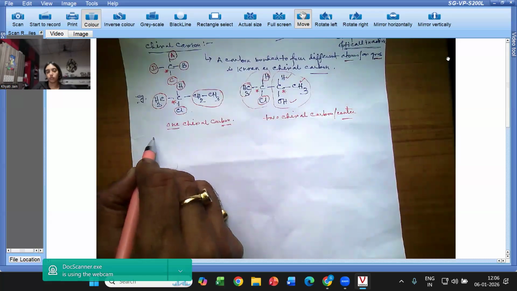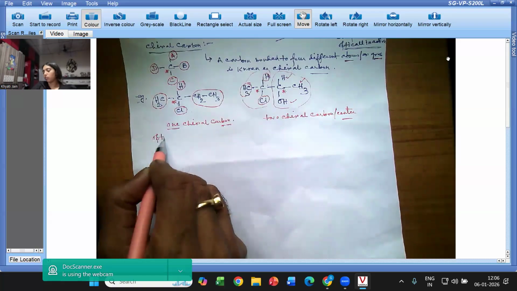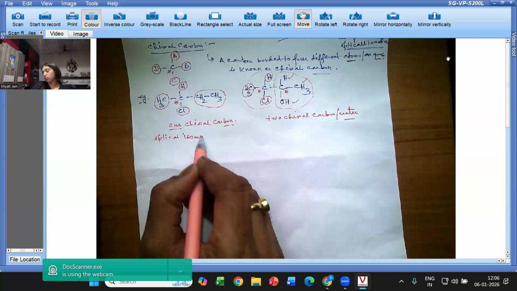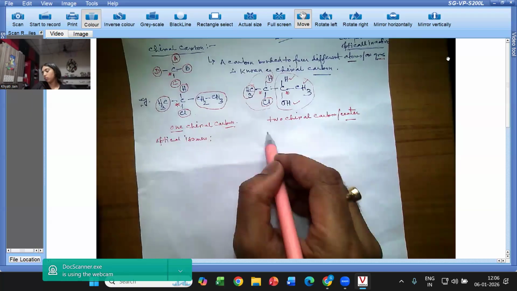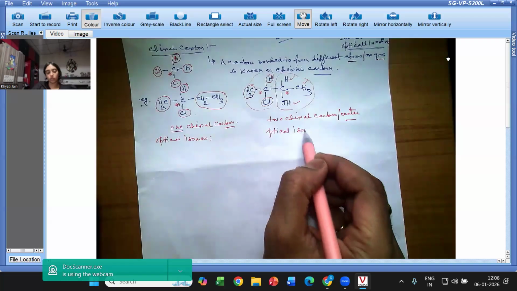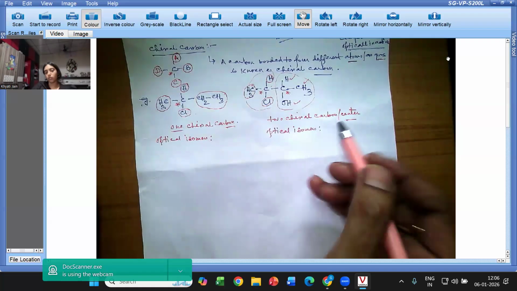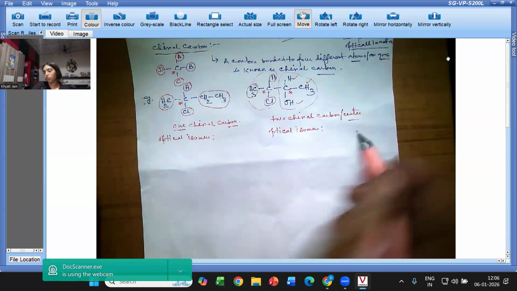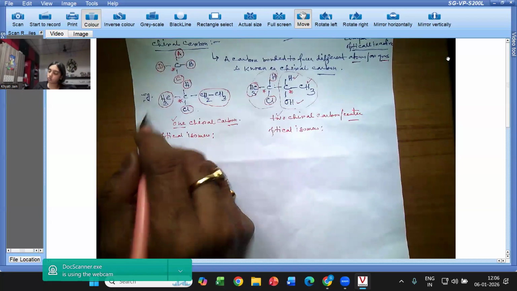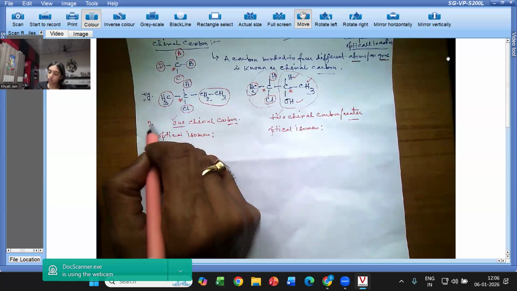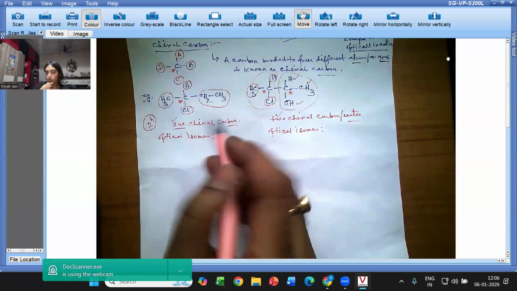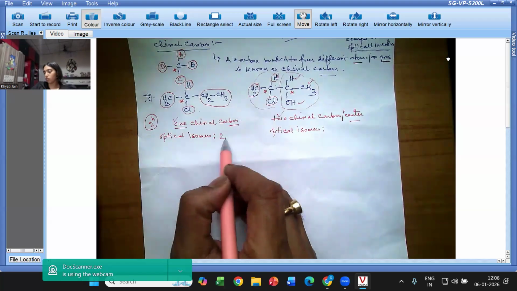Another question now. How many optical isomers? You know what an optical isomer is, discussed. How many optical isomers for these compounds? This is very important for your board as well as competitive exams. This has only one chiral center. This has two chiral centers. There's a rule called 2 to the power n, for the total number of optical isomers. So what is the total number? 2 to the power 1.